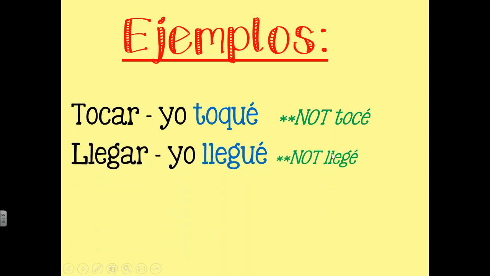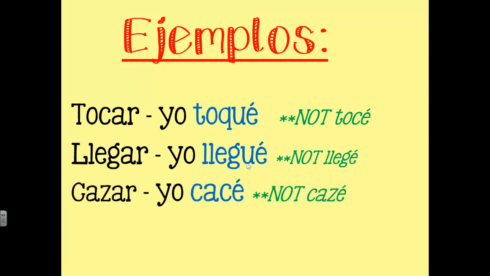Llegar is your example for a gar verb. Instead of saying this, which is pronounced "yehe" with an H sound, it's now llegué, G-U-E, which makes the G sound. And then casar, a verb you might not know, that's a C by the way. Casar changes to casé, not cacé.